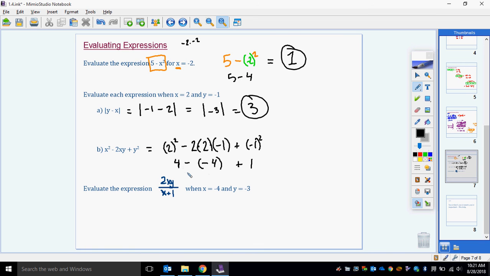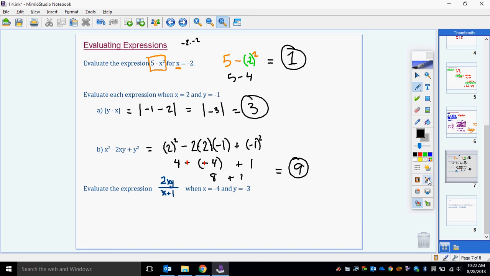So now I'm going to add and subtract from left to right. 4 minus a negative 4. Remember, minus a negative, I had that little saying where it's plus a positive. So I get 4 plus 4, which is 8. 8 plus 1, my final answer here is 9. If you tried this one out on your own and you didn't get 9, then we're having an issue with order of operations. We need to get that straightened out as soon as possible.